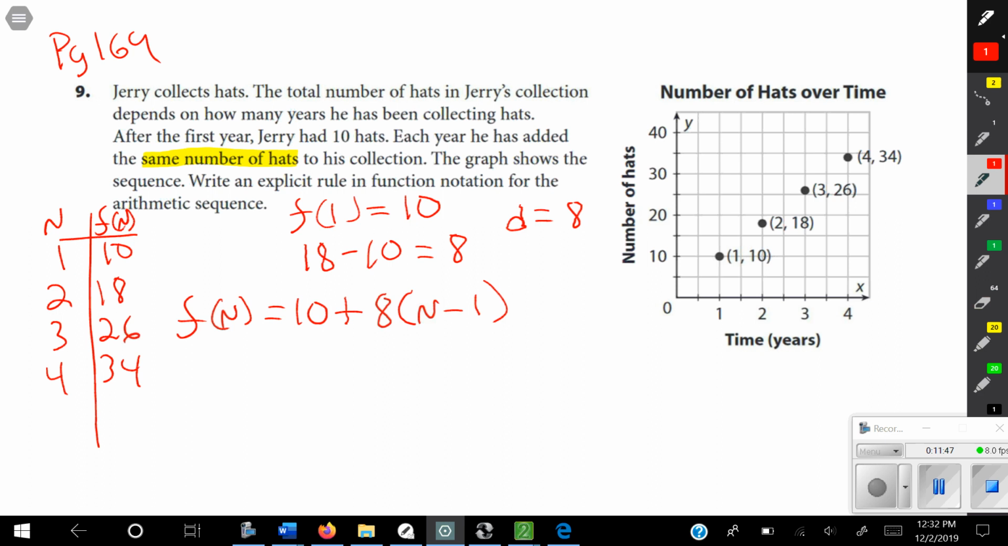But for now, that is constructing an arithmetic sequence.